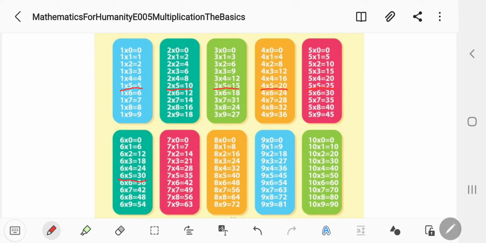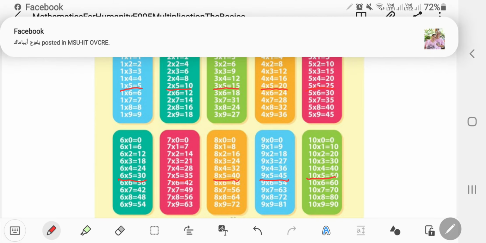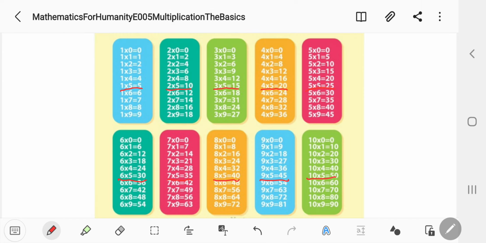6 times 5 equals 30. 7 times 5 equals 35. 8 times 5 equals 40. 9 times 5 equals 45. And 10 times 5 equals 50.